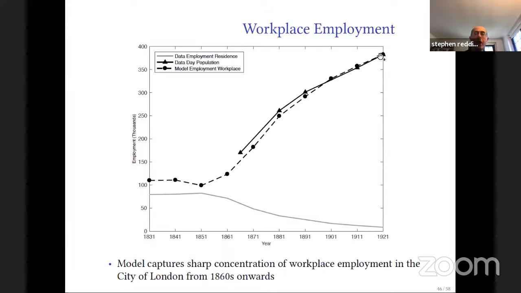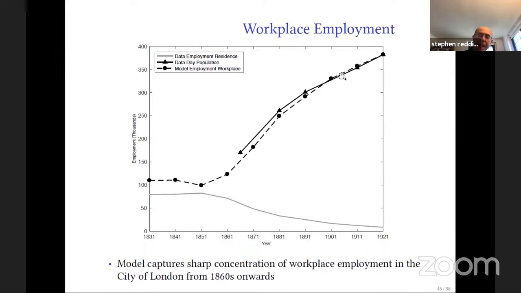That has a very natural explanation in these quantitative urban models, which is that the reduction in commuting costs enables you to separate where people live and where they work. So locations that are good for production, like the central parts of London, can specialize as a workplace location, whereas the suburbs, which are attractive places for residents, can specialize as a residential location.